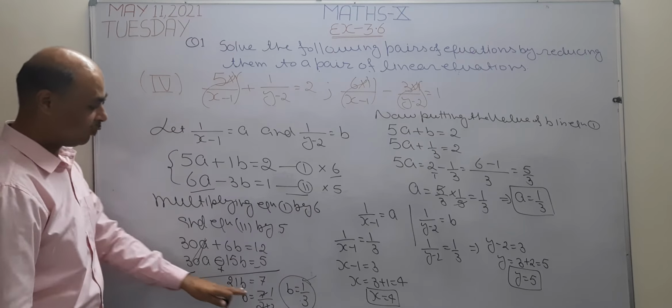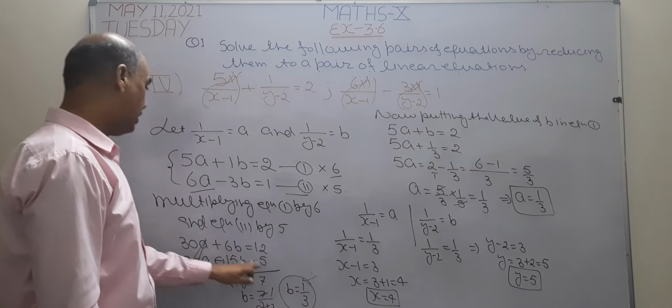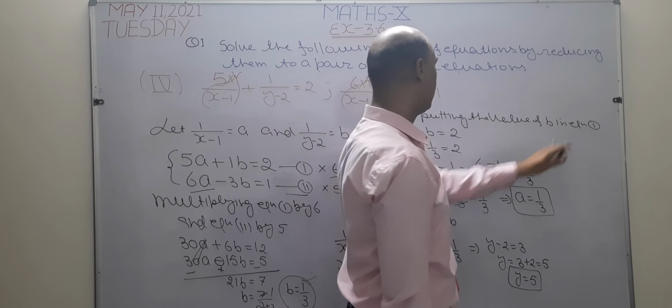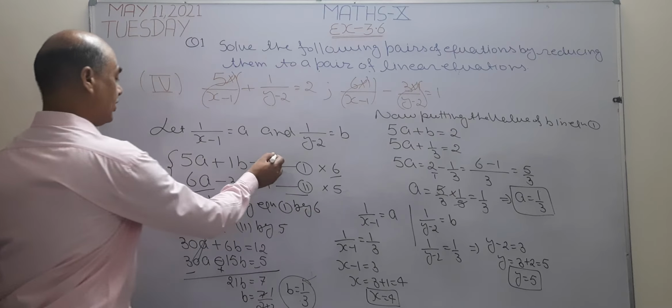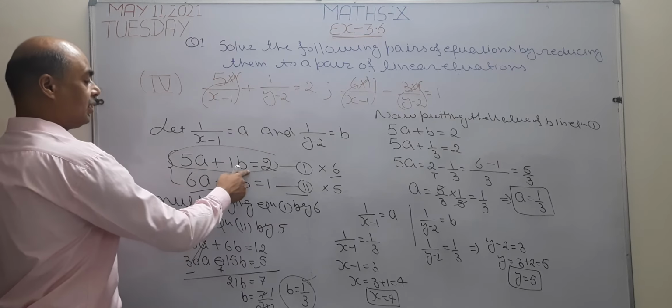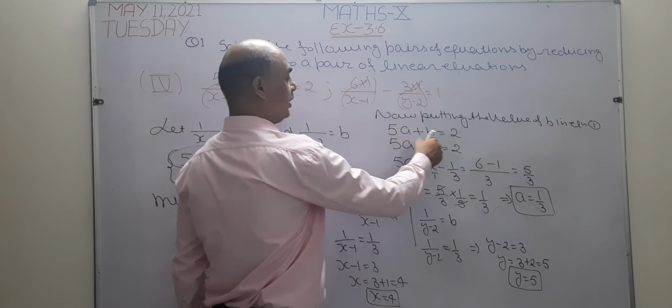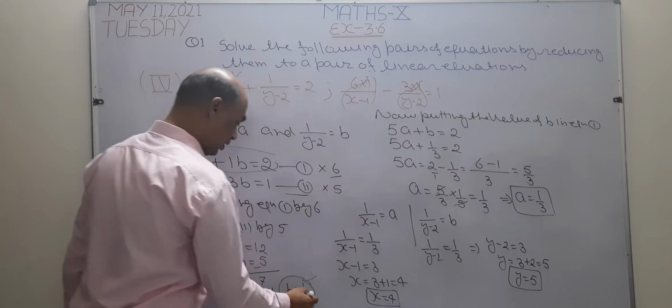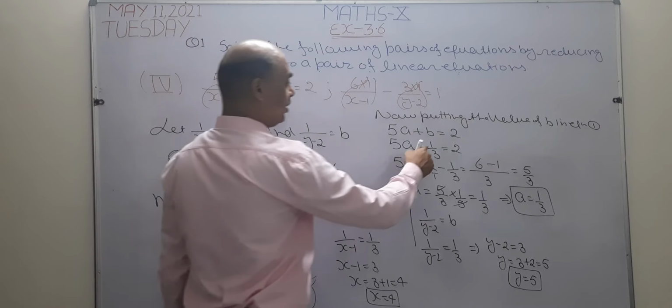Now what is the next step? We have to substitute this value of b in equation number 1. So I write here, now putting the value of b in equation number 1. What is the first equation? This is your first equation: 5a plus b equal to 2. So I write here 5a plus b equal to 2. What is the value of b? Value of b is 1 by 3. So I write here 1 by 3.